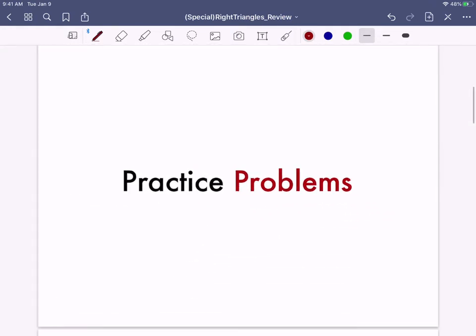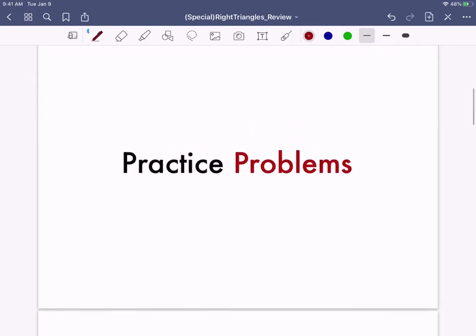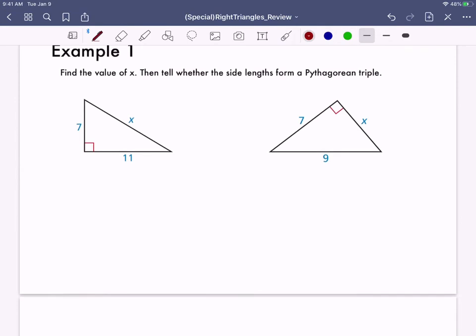Okay, so let's get going. We got some practice problems coming up. All right, so these are just your traditional Pythagorean theorem problems. They don't specify if they want you to leave things as a reduced radical or as a decimal. So we'll do both.